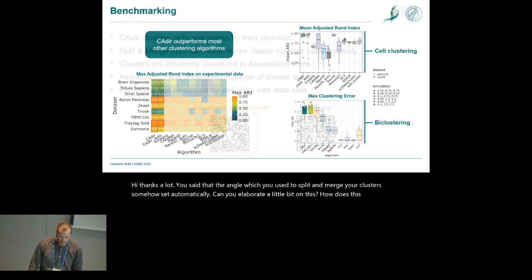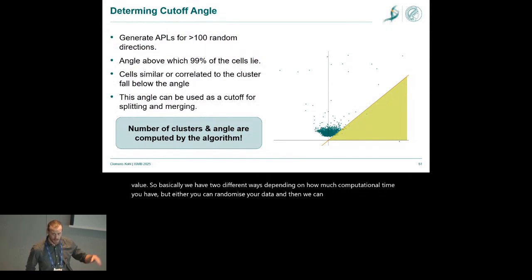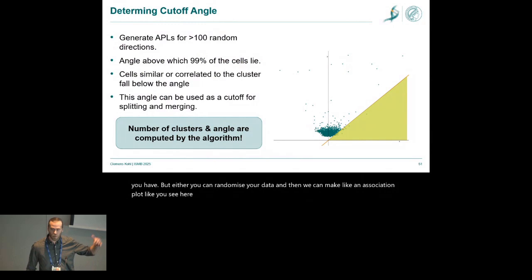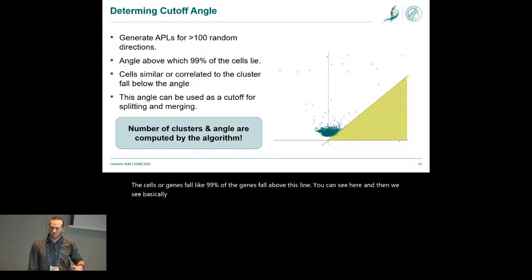So basically, we have two different ways, depending on how much computational time you have. Either you can randomize your data, and then we can make an association plot like you see here. And we look at the quantile below which the cells or genes fall, like 99% of the genes fall above this line you can see here. And then we say basically everything below is at least somewhat specific for a direction, and we can score based on this. And this is also the angle we use for the cutoff and scoring the genes.